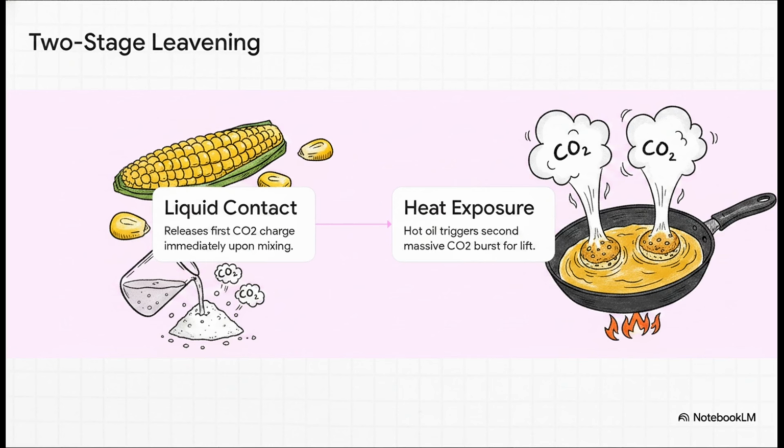Stage 1 happens the literal second the powder touches the wet milk and egg. It immediately releases carbon dioxide gas. But Stage 2 happens a bit later, right when the batter hits the hot oil. It releases a second massive burst of CO2. And this 2-step process is what creates those beautifully essential interior air pockets, giving us a remarkably airy crumb.